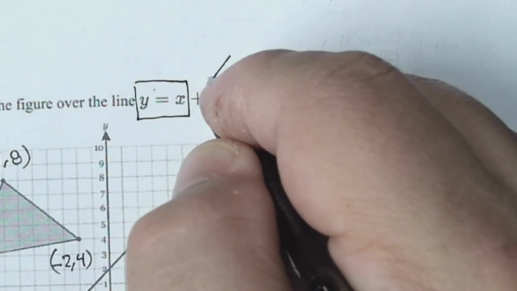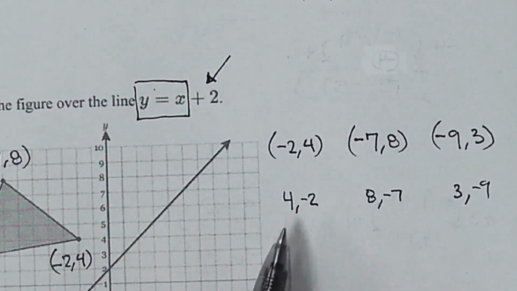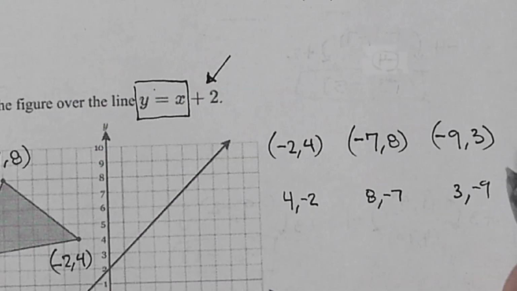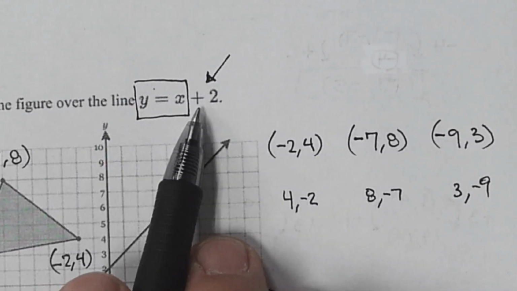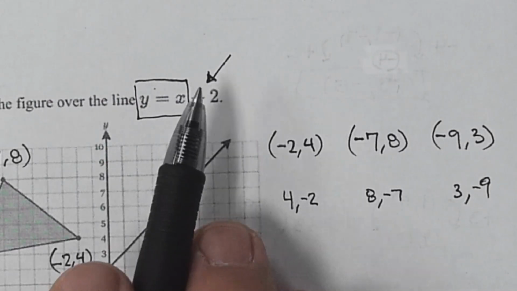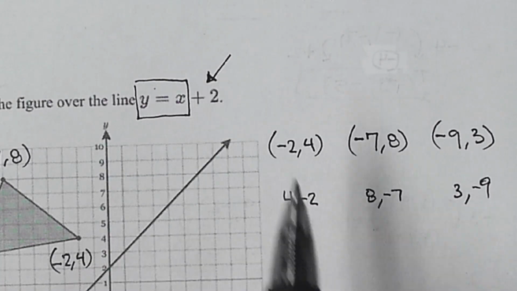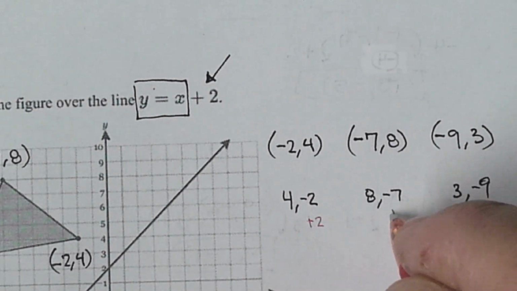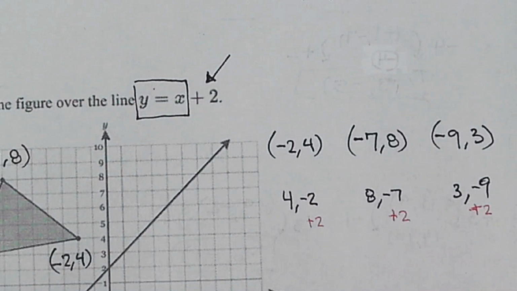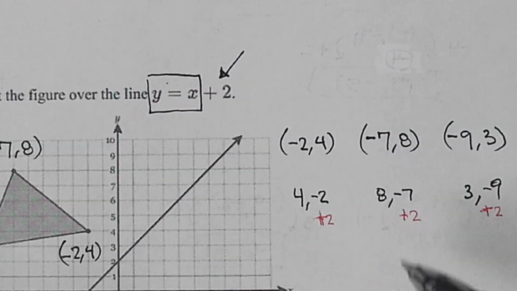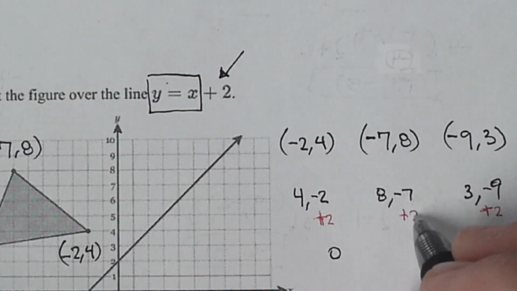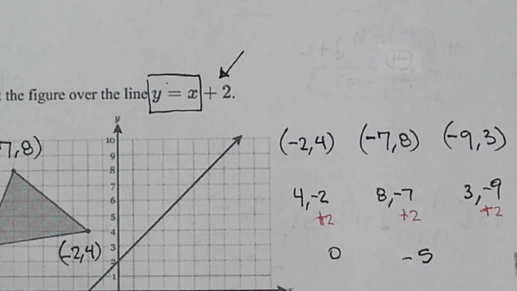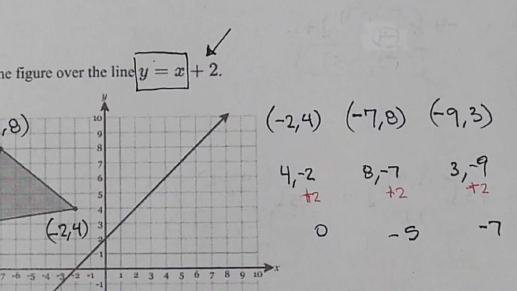But because there's a plus 2 at the end, we're going to manipulate our coordinate points to get the actual final answer. When we manipulate this, please note, this plus 2 is referring to the height. So we're going to add 2 to the y column. So in the y column, this is going to equal 0, this is going to equal negative 5, and this here is going to equal negative 7.